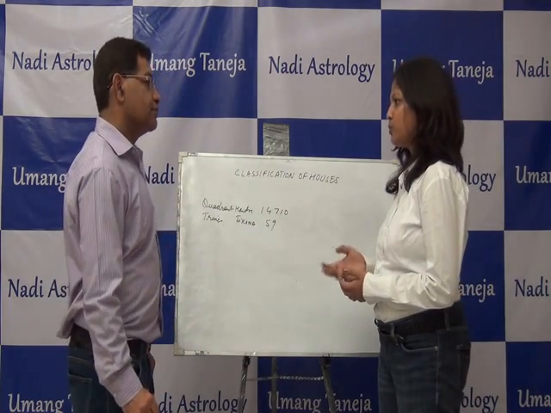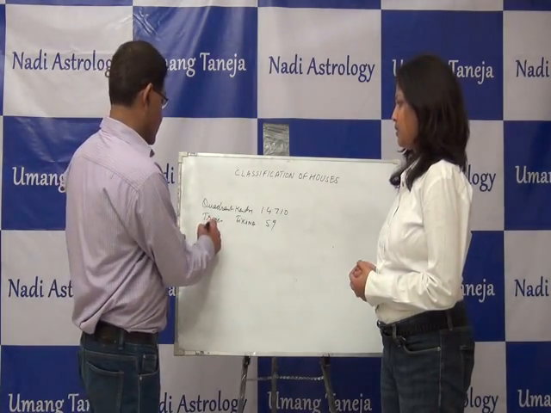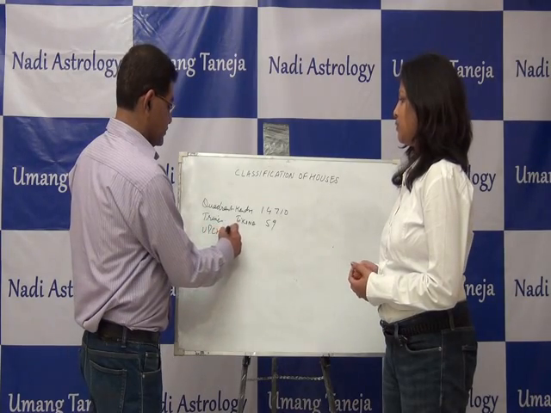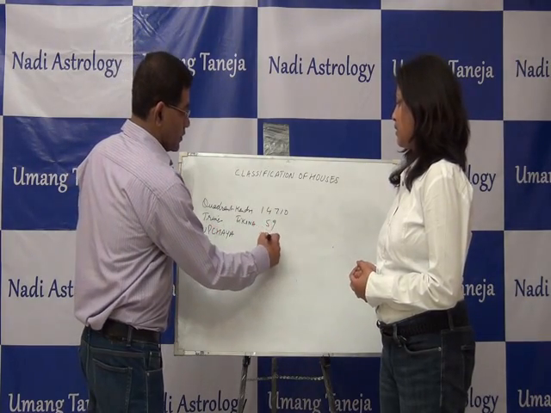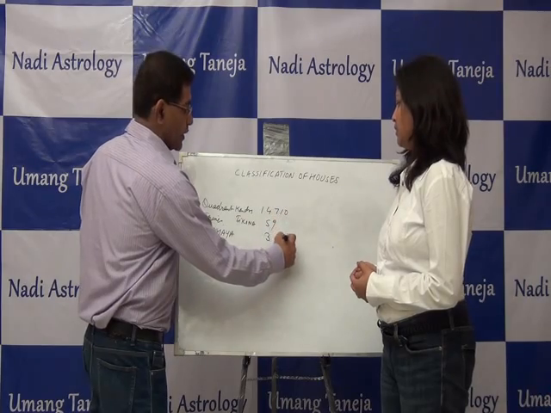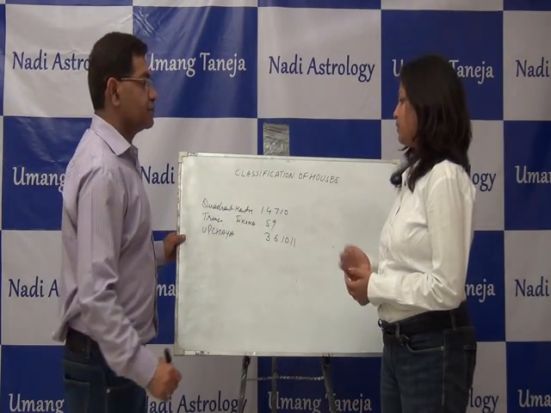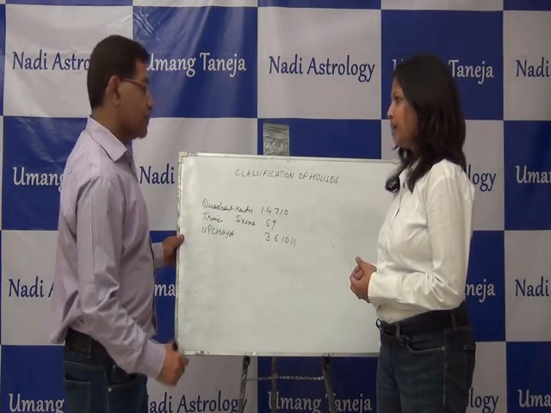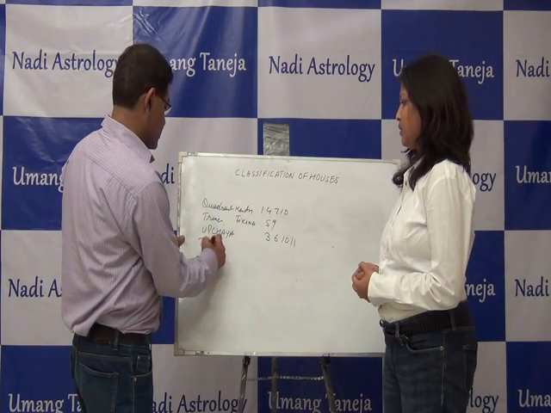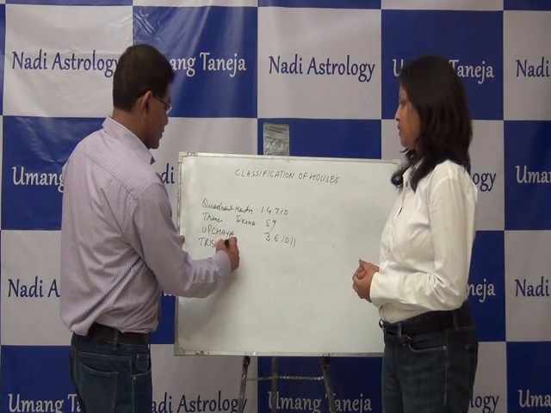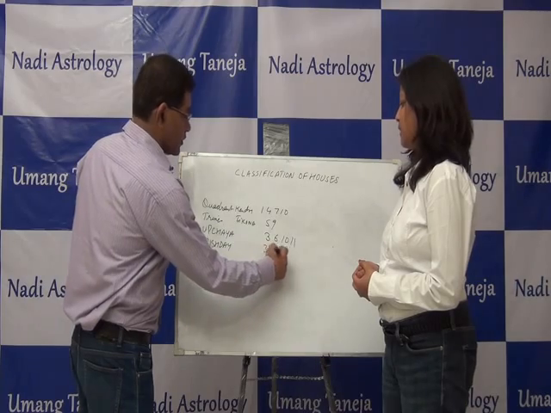Then we have Upachaya houses. Which ones are the Upachaya? 3, 6, 10, 11. Then we have Trishadaya, that is 3, 6, 11.